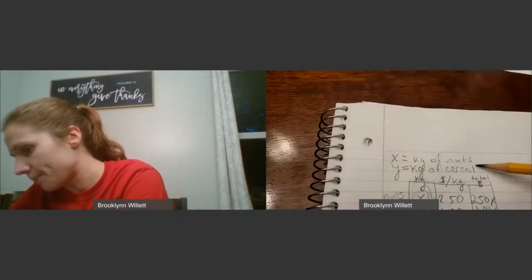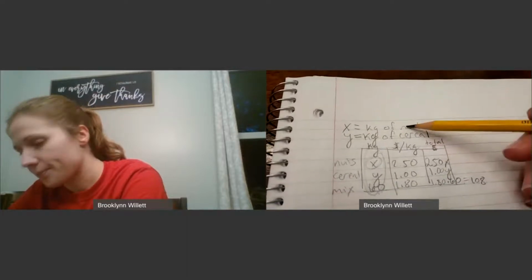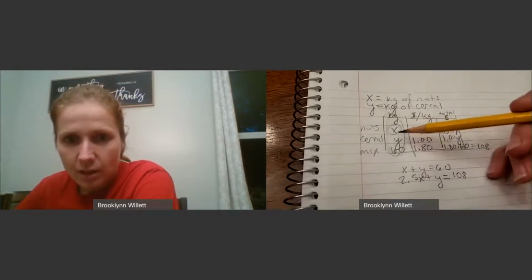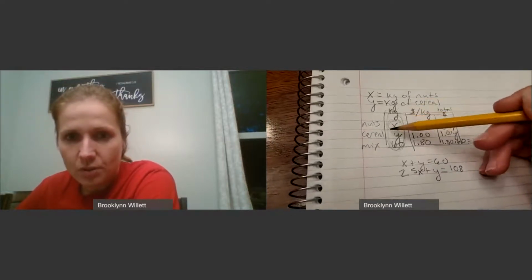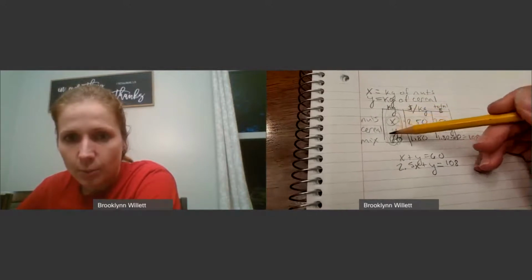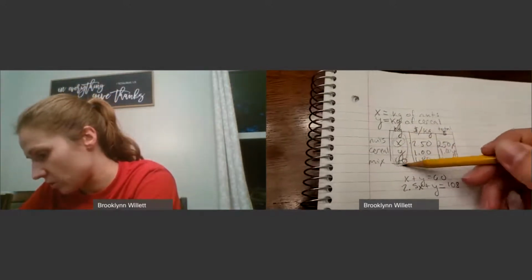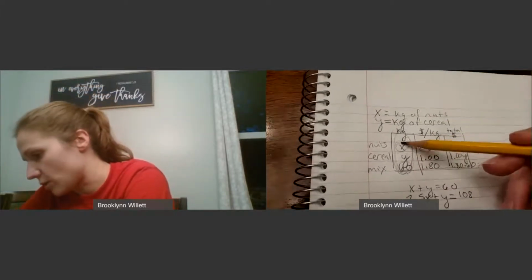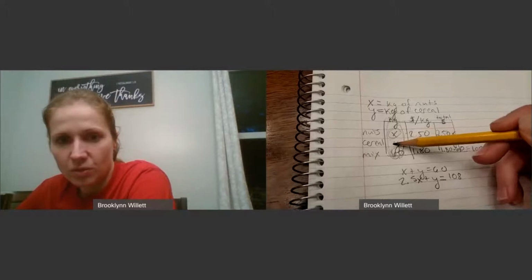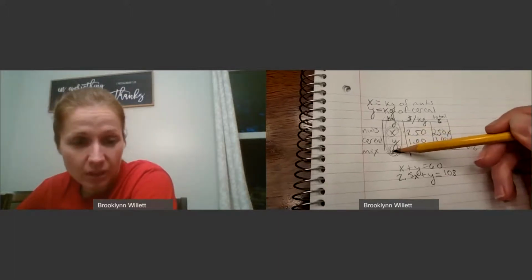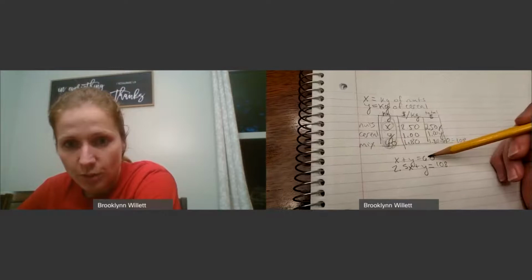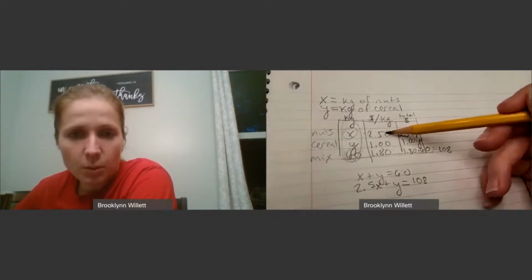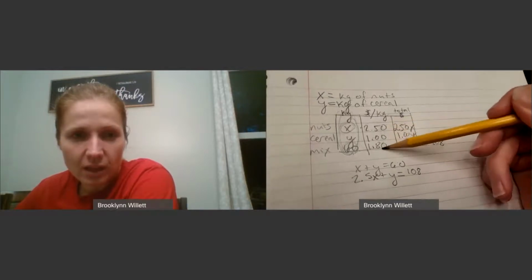So again, X was kilograms of nuts, Y was kilograms of cereal. We reflected that in our table here. And so for total kilograms, we put the 60 here to represent the total kilograms of the whole mixture. And so that gave us our first equation, because kilograms of nuts plus kilograms of cereal should give us a total number of kilograms overall. That's where our first equation came from. They gave us the price per pound for all three of these, so we didn't really need to fill any of that in.